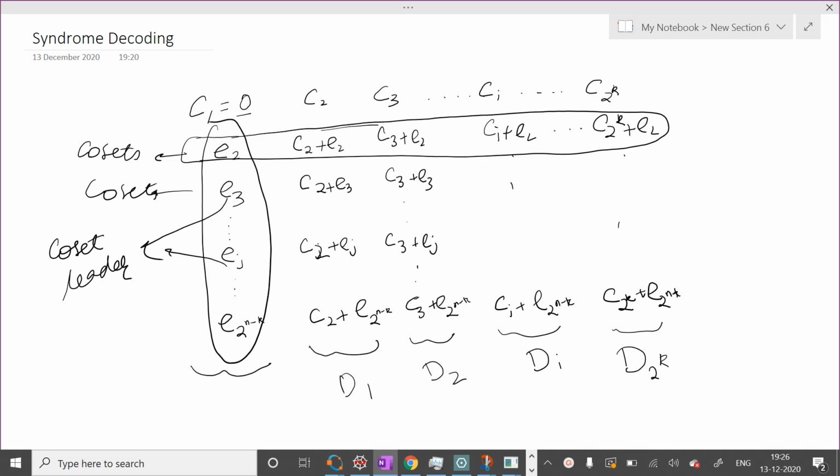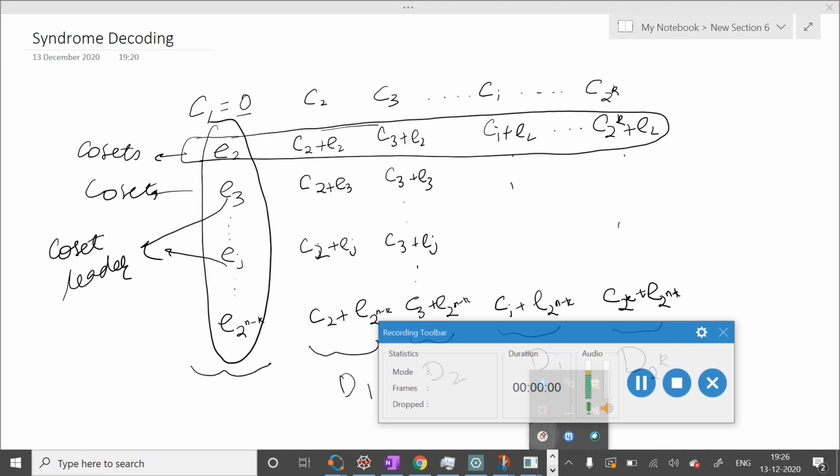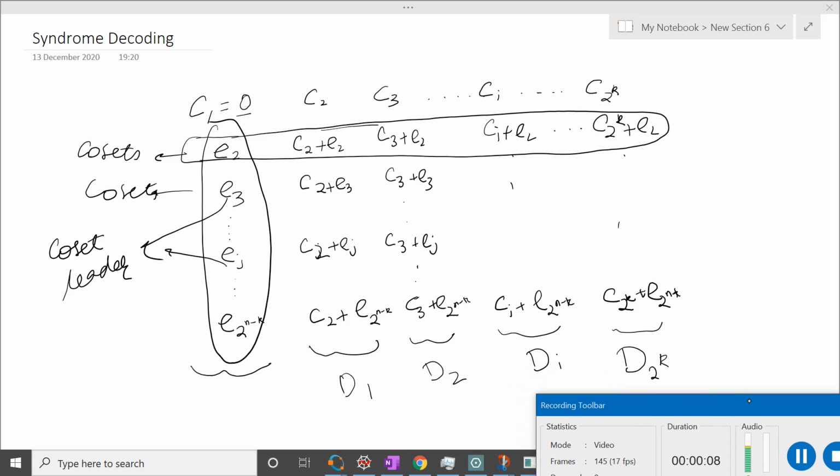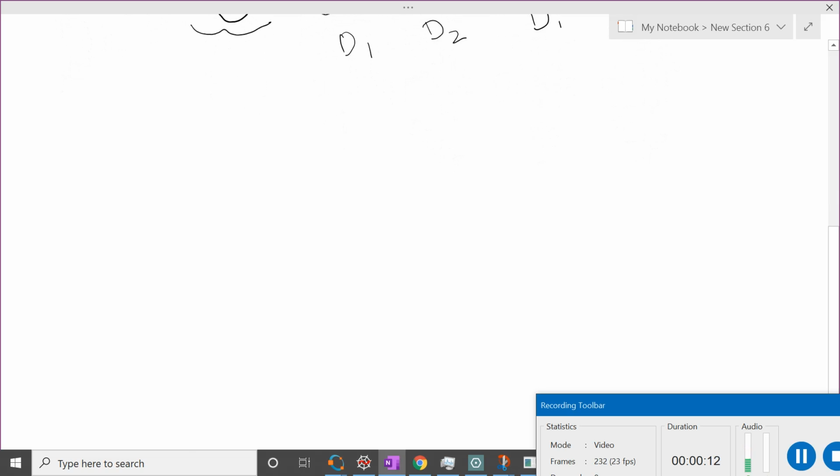Welcome to the next lecture. We will continue our discussion on the decoding of linear block codes. So let me first describe what we want to do.